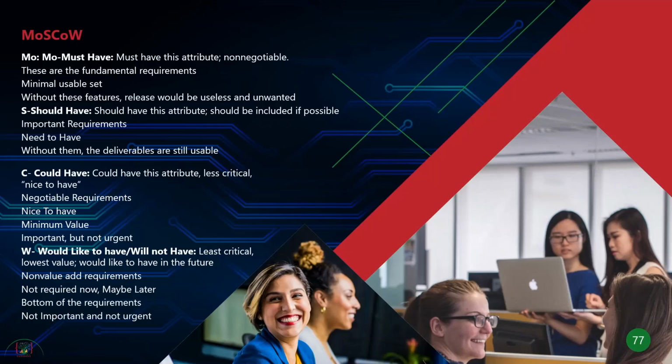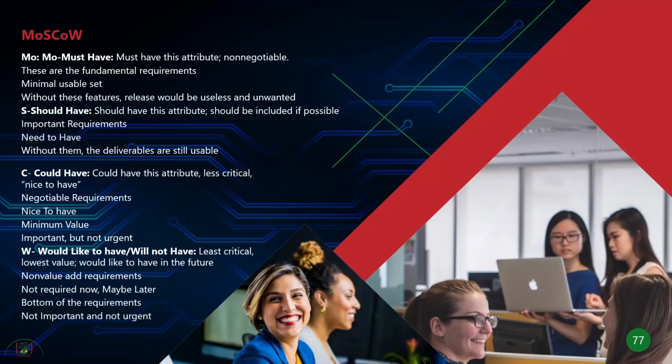C is could have. Again, it's lower priority. It's could have this attribute. It's less critical. It's kind of nice to have. You may or may not have it. It's totally fine. If you have it, that's great. But it's not urgent. You can negotiate on it.